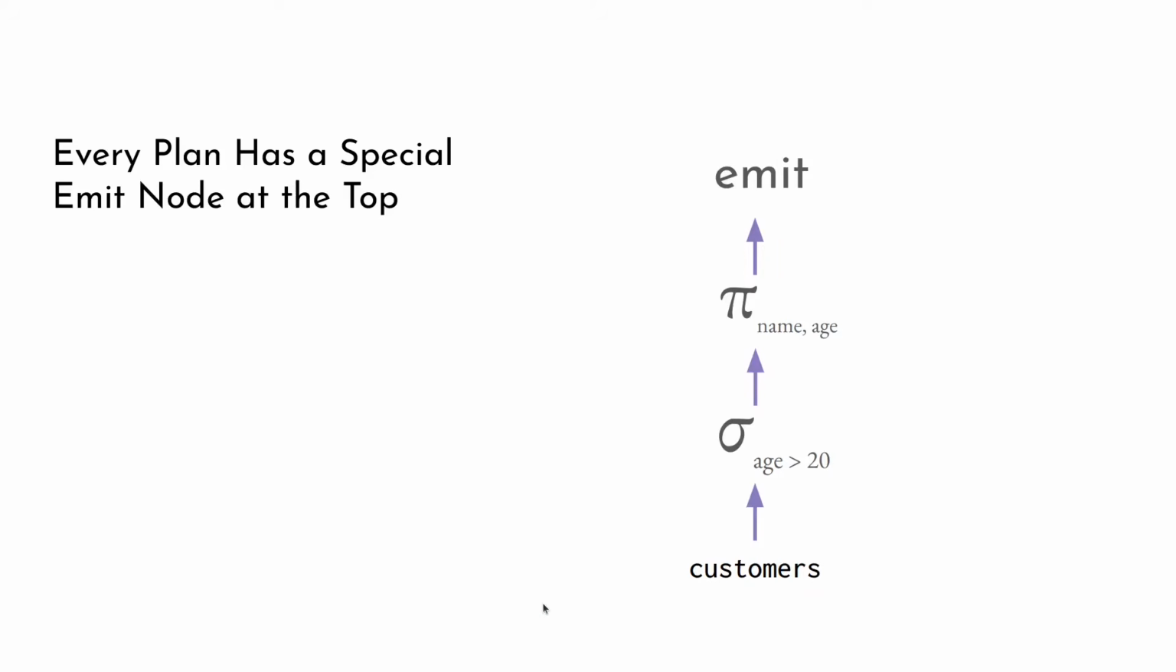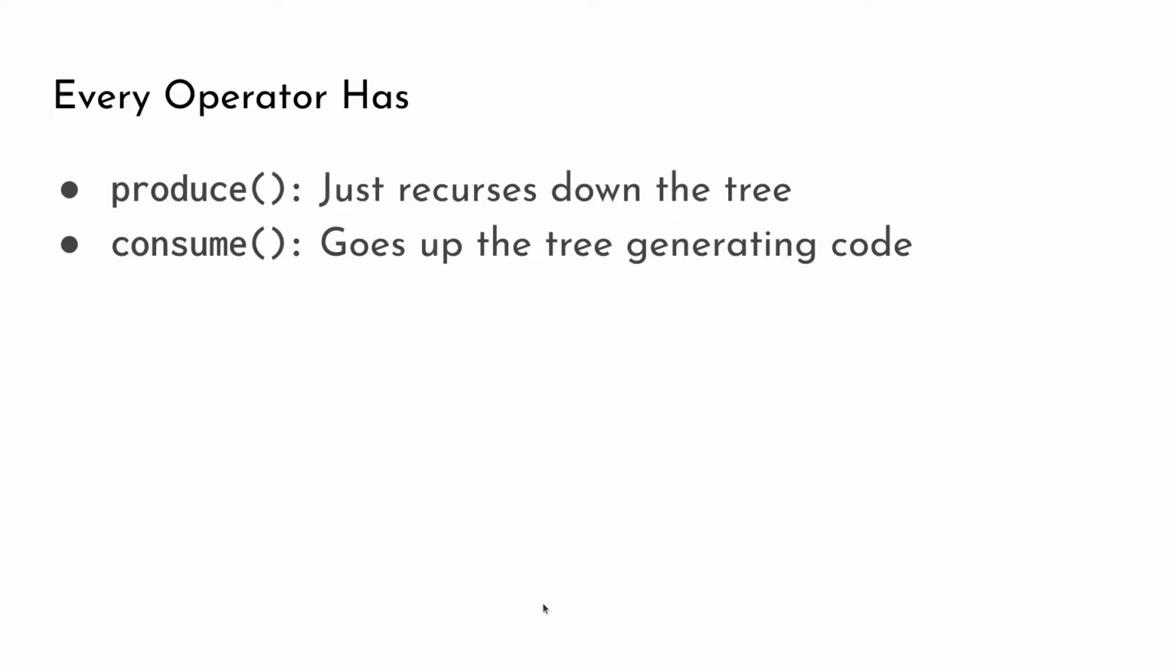The first thing we're going to do is that every plan has a special emit node at the top. That's just a very minor addition. Just take a query plan as it is, you stick an emit node at the top. Here's now what we're going to do. We're going to use these two functions for every operator. They are called produce and consume. Produce just recurses down the tree, and consume goes up the tree, generating code.